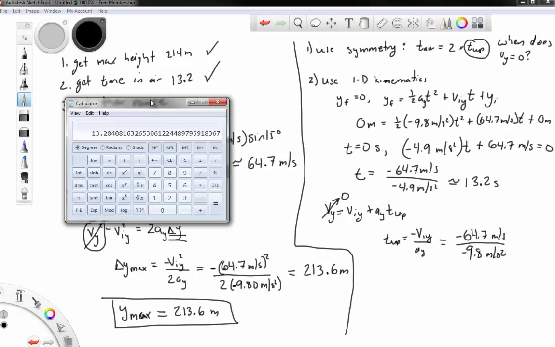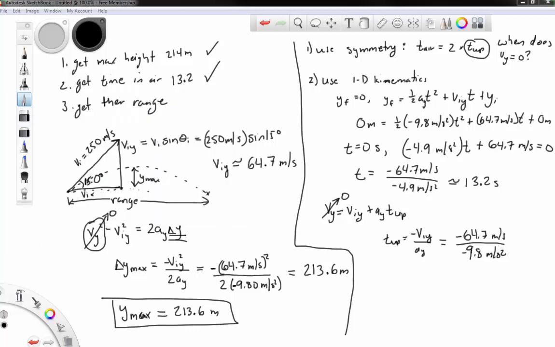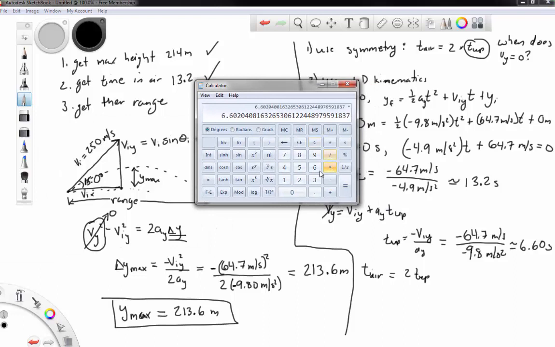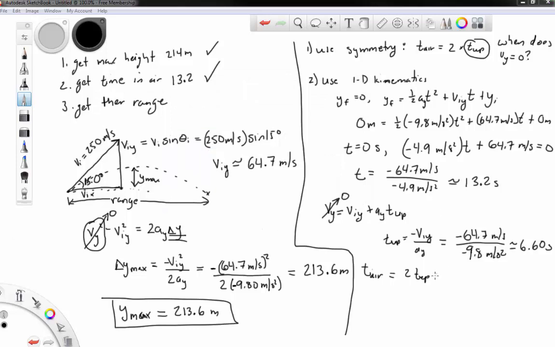So what's that going to get us? 64.7 divided by 9.8 gets us 6.60 seconds, and then t air is equal to 2 t up. So we would take that number and multiply by 2. And sure enough, we get 13.2 seconds. So both ways we get the same final time.